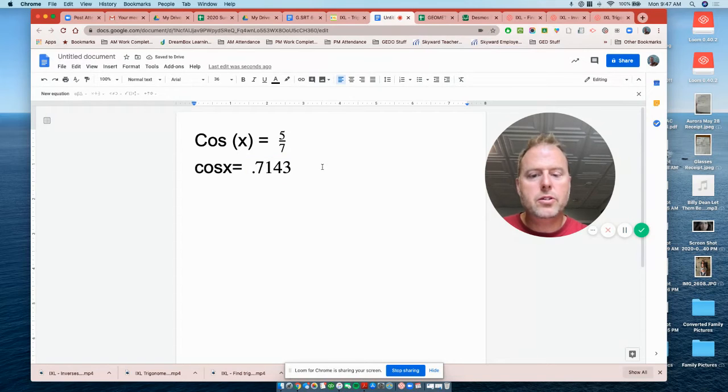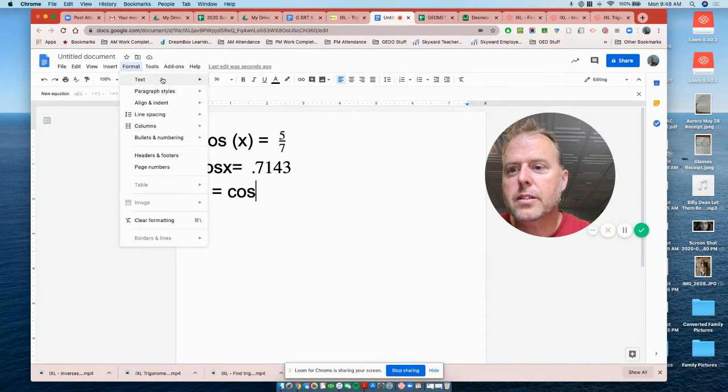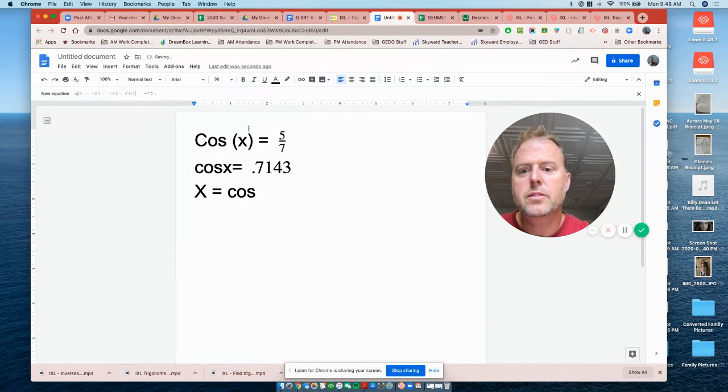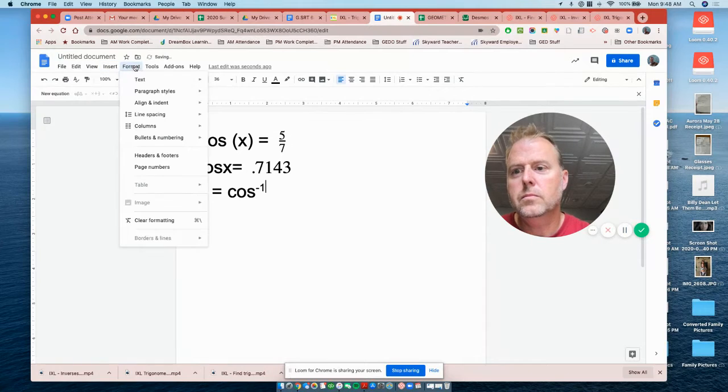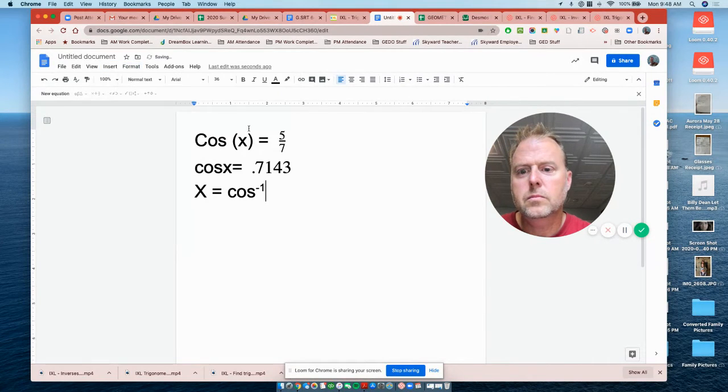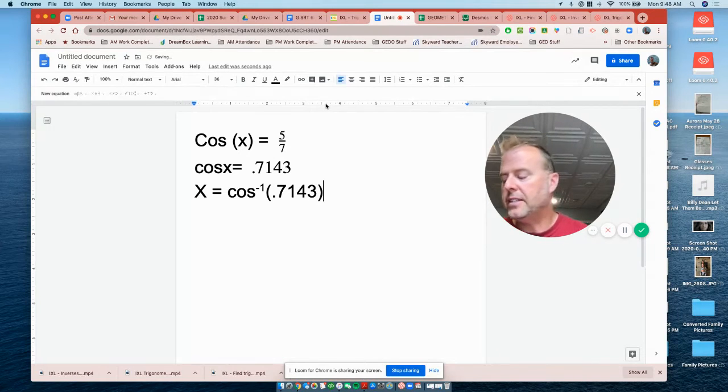So again, the way we're going to do that is we have to do cosine inverse. Trying to type that on here is going to be a little bit of a pain, but you get the idea. So the cosine inverse. So we can just say x is equal to the cosine superscript inverse of 0.7143. So I'm going to put that in the calculator.